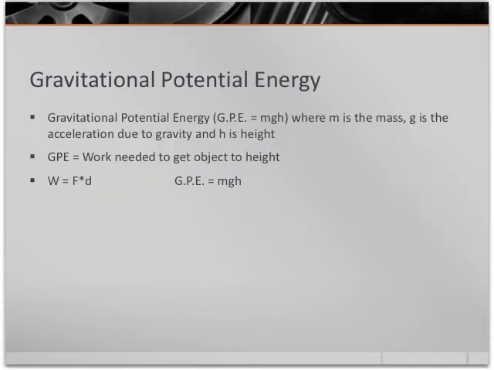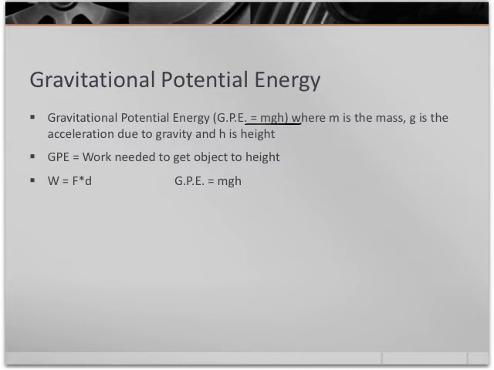So gravitational potential energy is the most common type of energy that we're going to work with. And the equation for gravitational potential energy is mgh, where m is the mass, g is the acceleration due to gravity, and h is the height. Just to help you connect this whole idea behind work and energy being very closely related to each other, think about it this way.